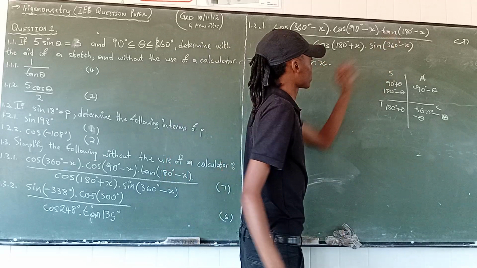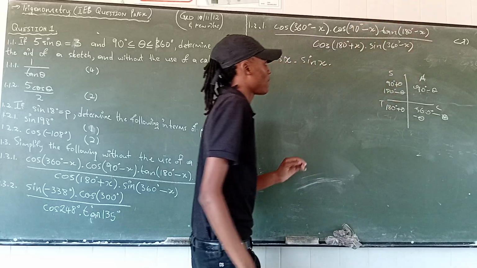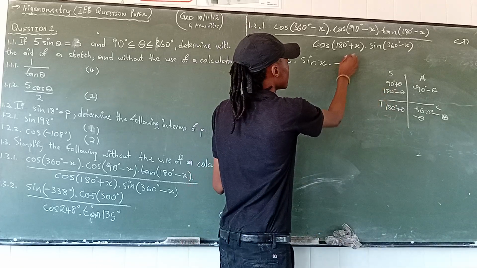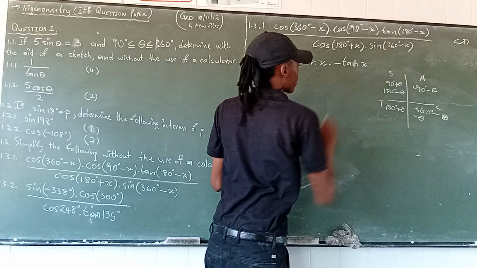Then let us focus on this one. We have tan of 180 degrees minus x. How is tan on that side? Tan is negative. That will be negative tan of x when we change this.